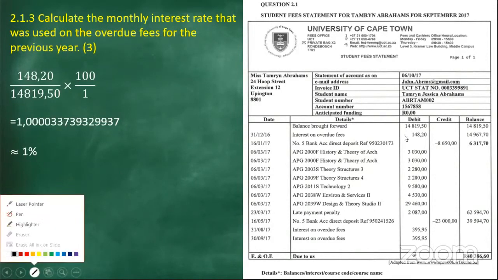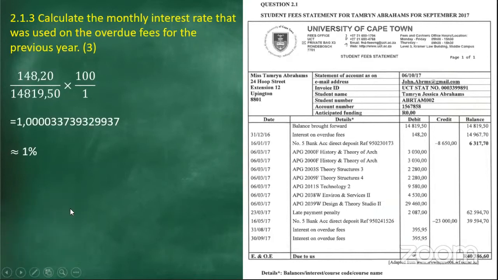It's the 148 rands 20 cents, which is the interest charged on these fees, divided by the overdue amount. The interest will always be charged on the overdue amount. So what we've just worked out is that the monthly interest rate is actually 1%. Each time you are late with payment on your fees, you will be charged an extra 1%.